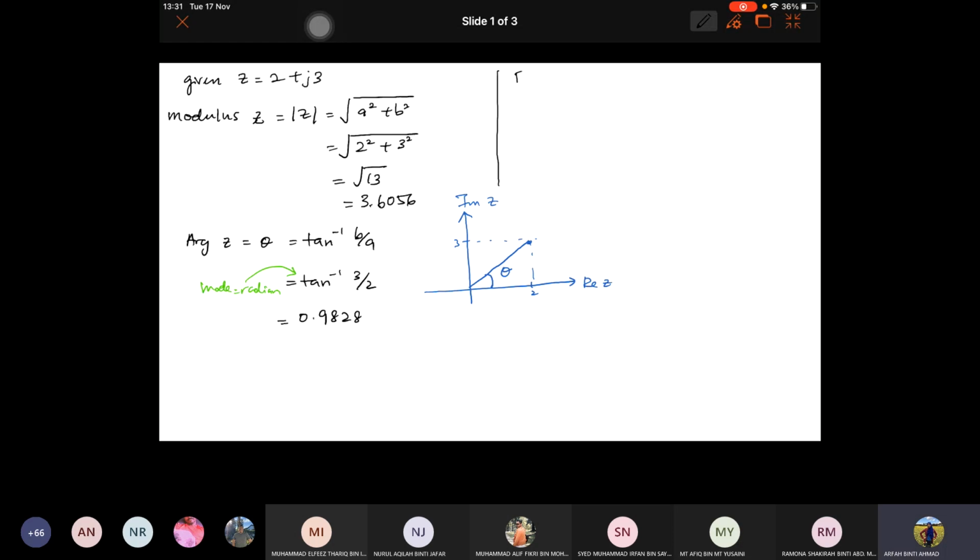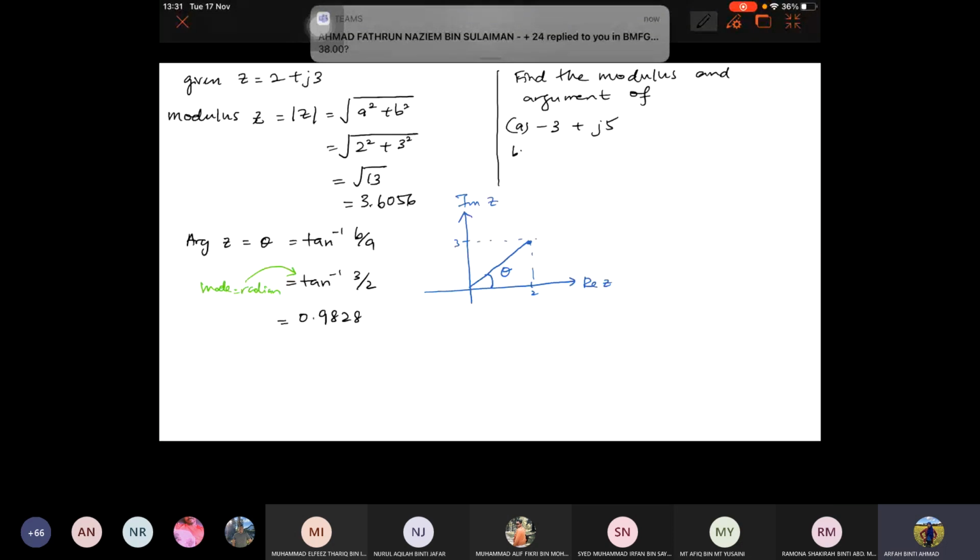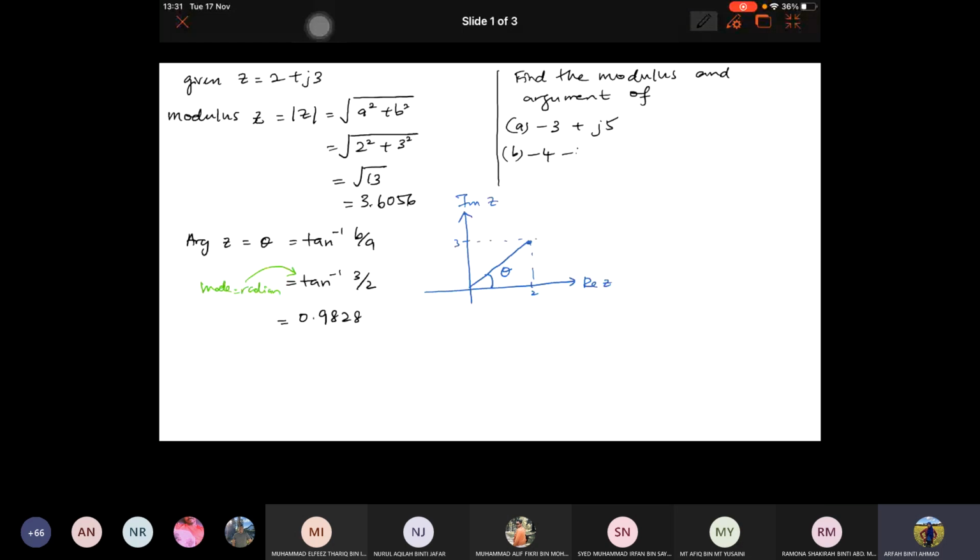Find the modulus and argument of A, negatif 3 tambah j5. B, negatif 4 tolak j4. Dan C, 8 tolak j5. Okay, root 34 betul. So try this one. Try this example.